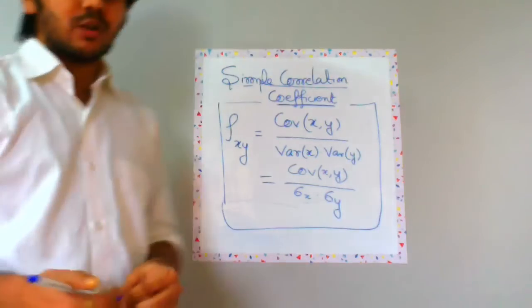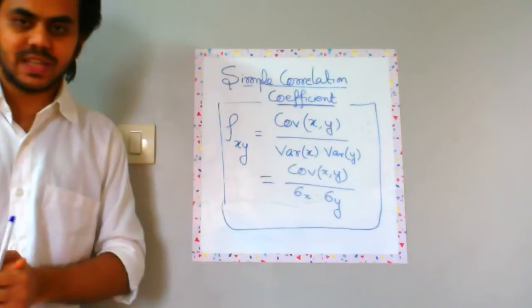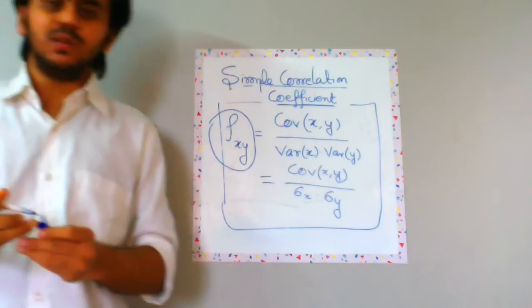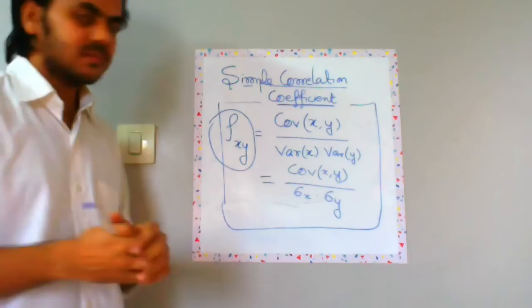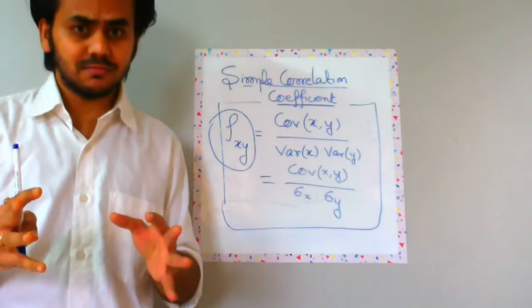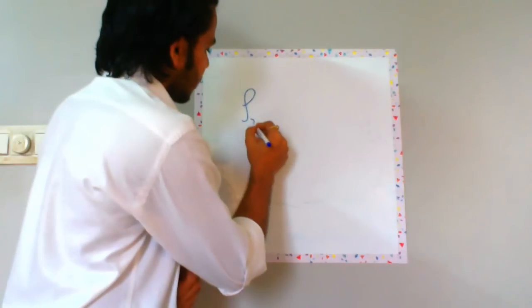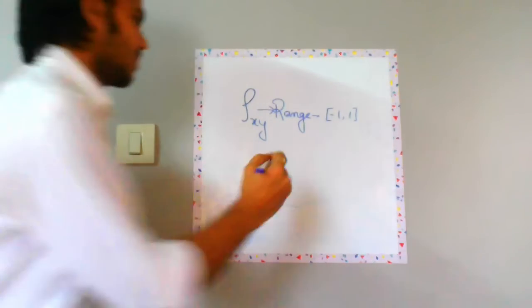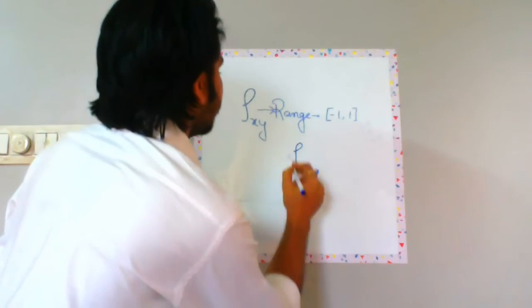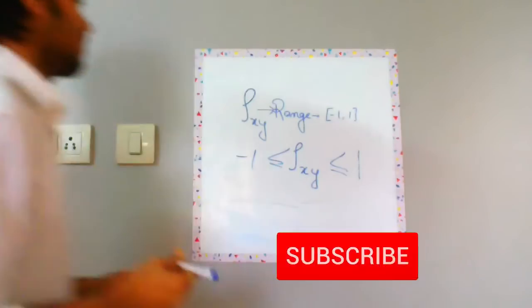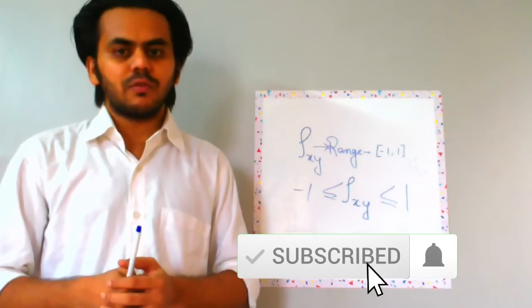Now I'll give you a bit of homework. Correlation in xy has a range. So what is the range of values this can take? Think about it. I would give you the answer but not the solution. Correlation in xy, rho xy, is from minus 1 to plus 1. That's it for this mini lecture of econometrics.